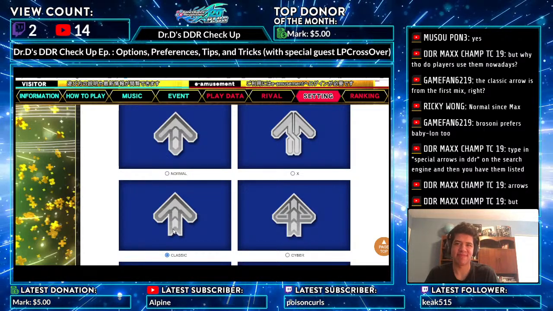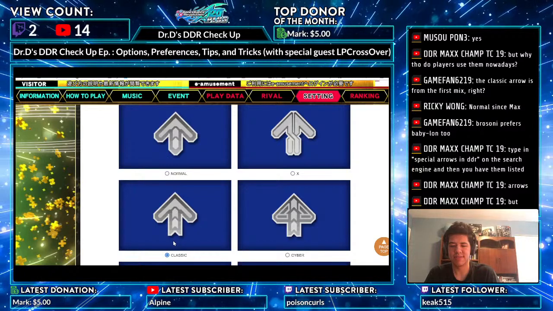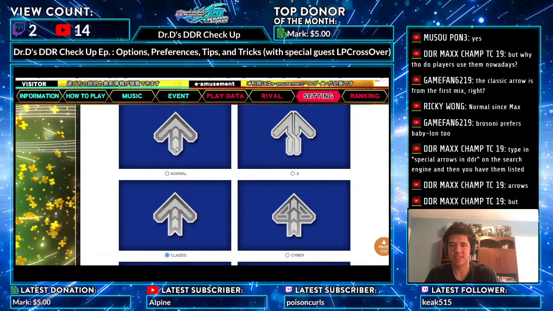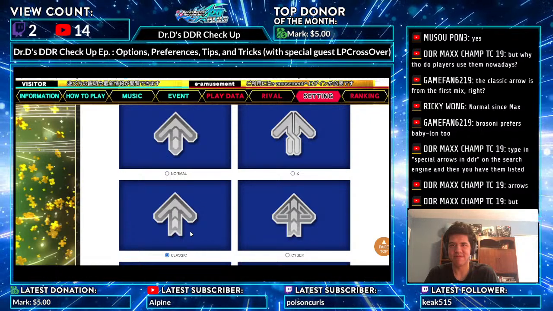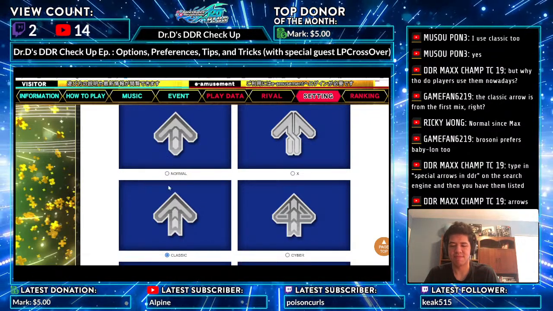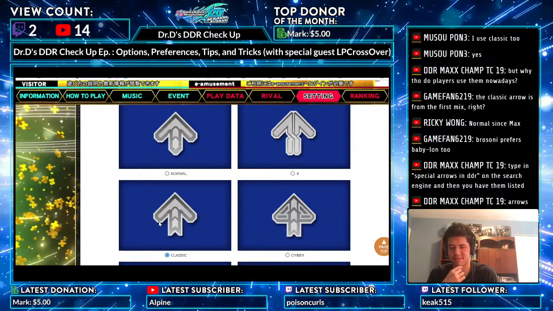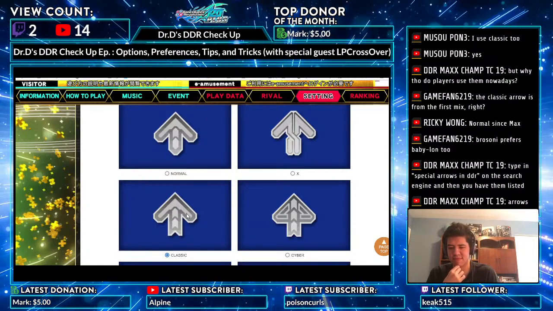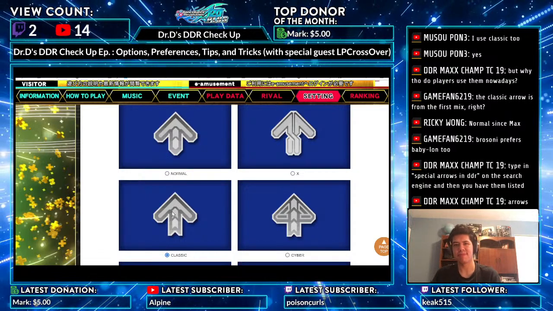I like it, and I kind of like this little hook right there. It's such a minuscule change, like it's a few less pixels than here, but I prefer classic. I don't know why. But if you want to know what Dr. D uses, Dr. D uses classic. You're welcome to try it out, see if you enjoy it or not, but I do use classic.